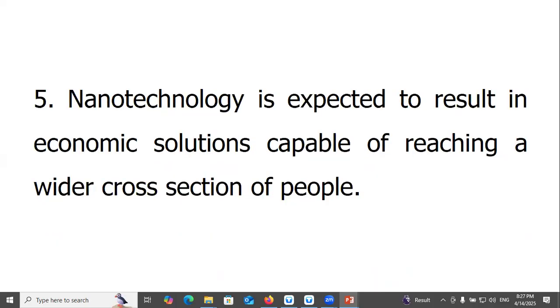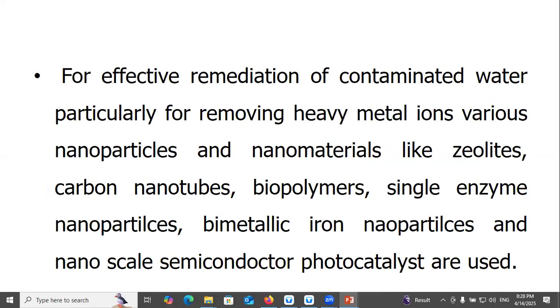Nanotechnology is expected to result in economic solutions capable of reaching a wider cross-section of people. For effective remediation of contaminated water, particularly for removing heavy metal ions, various nanoparticles and nanomaterials like zeolites, carbon nanotubes, biopolymers, single enzyme nanoparticles, bimetallic iron nanoparticles, and nanoscale semiconductor photocatalysts are used.